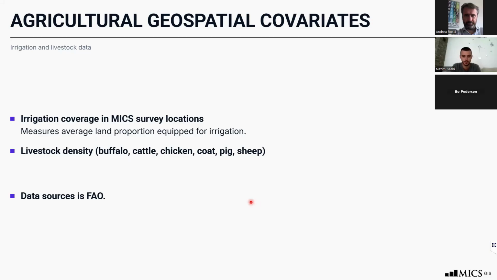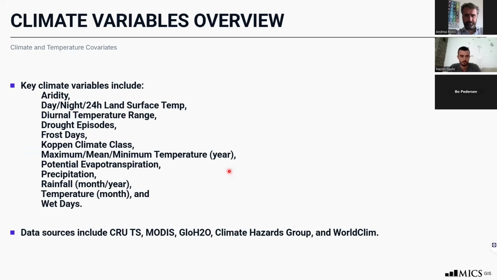goats. This is a mistake. It's not goat, but goats, pigs, and sheep. For both of these indicators, the data source is coming from the Food and Agriculture Organization, so from FAO. And these indicators are just coming from one specific year.